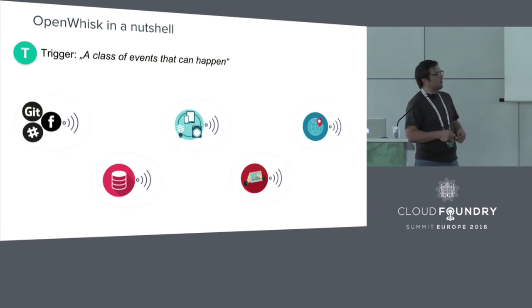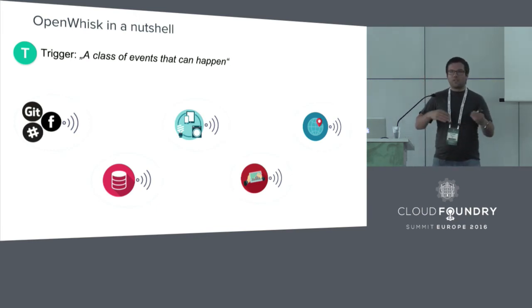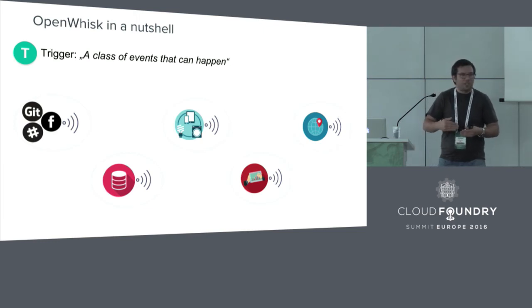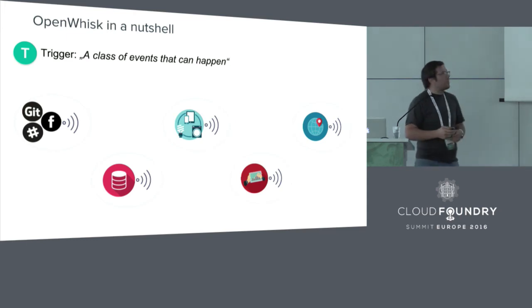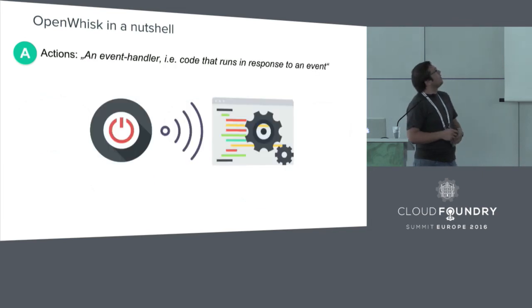It can be an analytics service, for example. Maybe there is a service that is continuously scanning a Twitter stream and has just detected a trend. And just because it has detected a trend, it emits an event and that fires off an action that contains some logic that is supposed to be kicked off. Or it can be that a simple service like Git is emitting an event just because there was a change in the Git repository. Actions are just the event handlers containing the code. That's what I already mentioned.